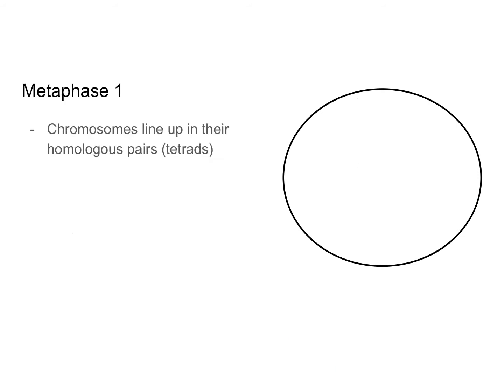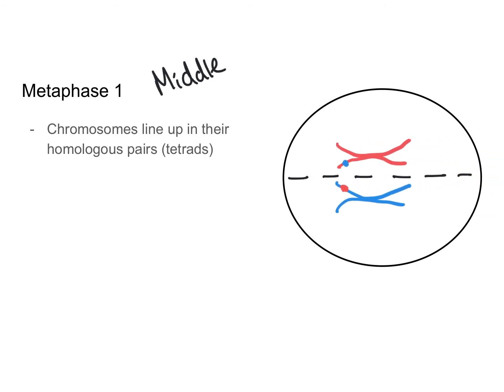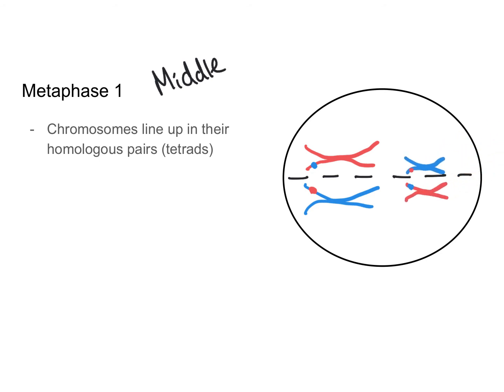So we have M for middle for metaphase 1. The chromosomes line up in their homologous pairs along the midline of the cell. Now, it is by random chance how the tetrads arrange themselves. And this is called random or independent assortment. This is another stage that contributes to the diversity meiosis creates.